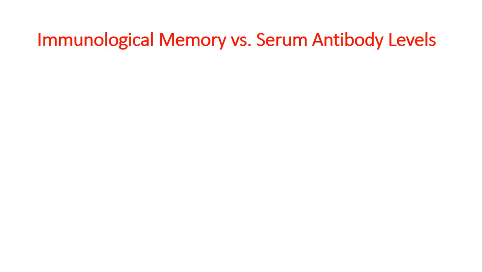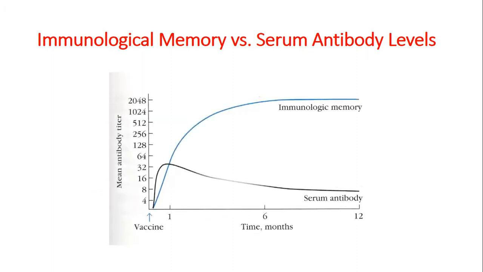Let us see now the immunological memory versus serum antibody level. This is the mean antibody titer, which means the amount of antibody as a function of time, the variation of the amount of antibody as a function of time till we inject the vaccine. This is the serum antibody, the amount of antibody in the serum, in the blood, which increases in one month, then it decreases.